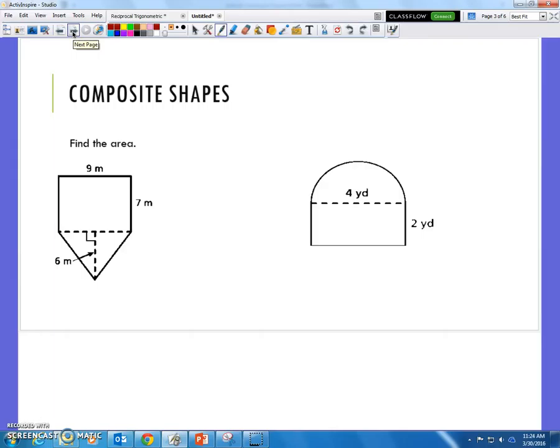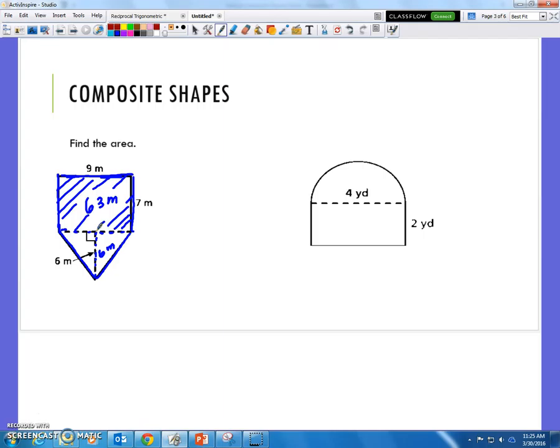In this composite figure, sometimes it might just give you the outside, and you would have to break it into parts on your own. So if they give you just a little outside shape that looks like a home plate, you would be responsible to make the dashed line there, and you'd have a triangle and a rectangle. Well, luckily they give you a little information about the triangle, that this is 6 meters. So let's find the area of the rectangle first. It looks to me like length times width would be 9 times 7, 63 meters, and that is the area of the rectangle there.